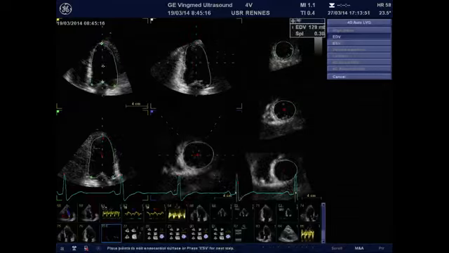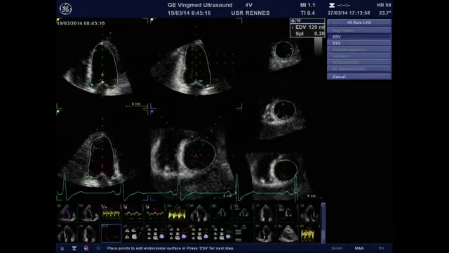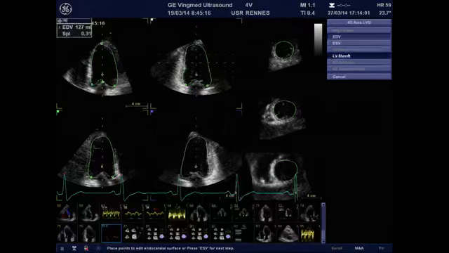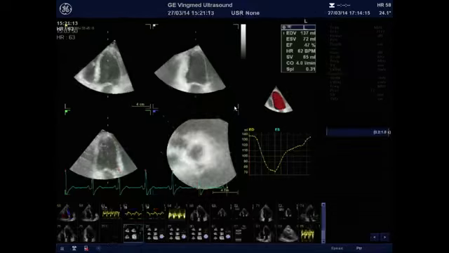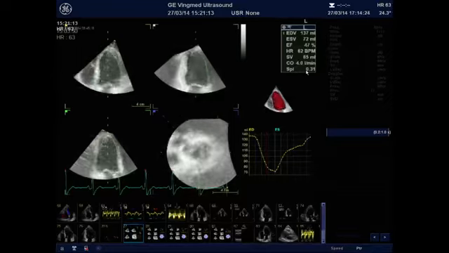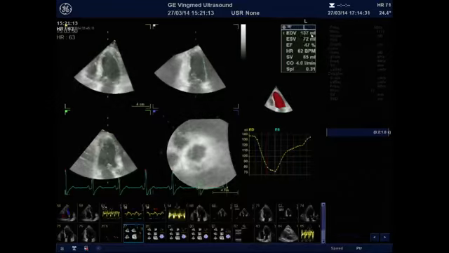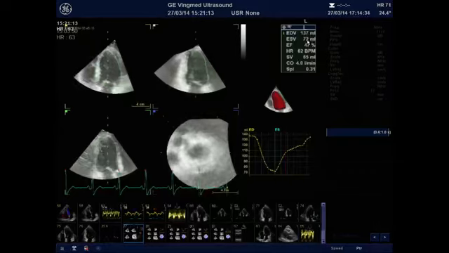Automatically, we can check that the tracking is okay. Then we will move to the LV end-systolic volume. Then we will get the LV ejection fraction, 47%. We have the cardiac output, 4 liters per minute. We have the sphericity index, 0.3. And we have the LV end-diastolic volume, 137 milliliter, and the end-systolic volume, 72 milliliter.